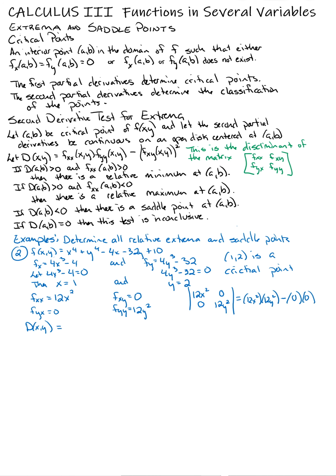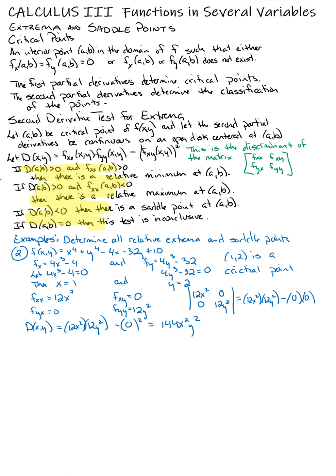So in this case, you could also take a look at it in terms of the formula that we have written up here. It's f sub xx times f sub yy minus f sub xy squared. You could also write it that way. Either way, you end up with the same thing. So that's 12x squared times 12y squared minus 0 squared. So we end up with 144x squared y squared.